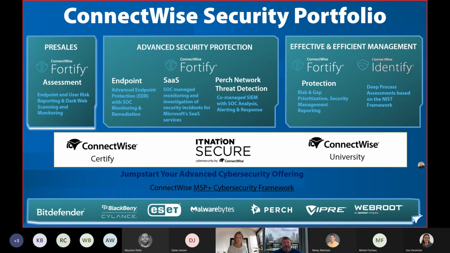So keep in mind, Fortify Endpoint, SaaS, and then the Network Threat Detection, those all have the Security Operations Center team. That is literally the extension of your team. They're the eyes and ears. Some of our partners have called them the first responders, which they kind of like that. And that's the thing, they're around 24/7.